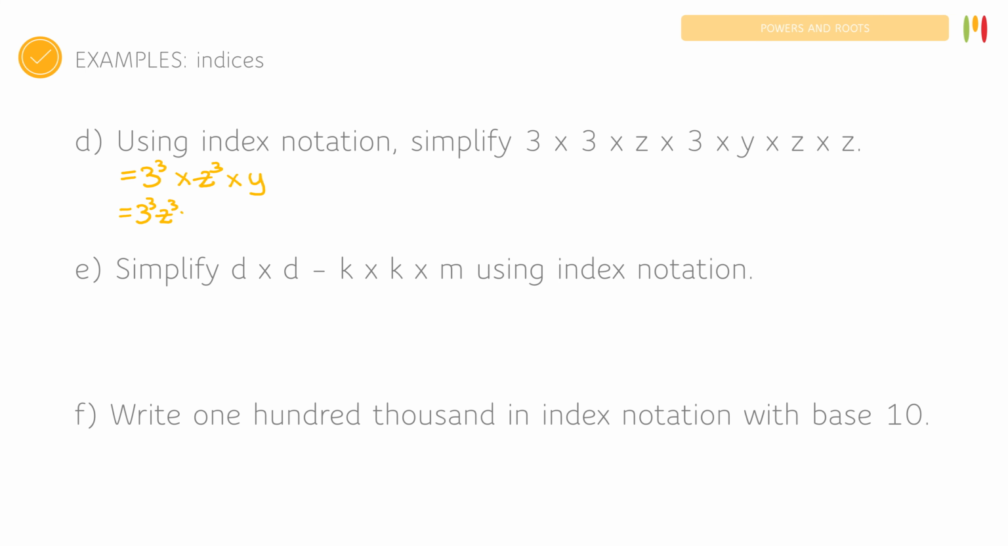Now for question E. Again, we have multiple letters, so let's simplify them separately. So we have d to the power of 2 minus k to the power of 2 times m. This can be written as d squared minus k squared m. On to the last question now. We know 100,000 can be written as 1, 0, 0, 0, 0, 0. So it has 5 zeros. Therefore, it can also be written as 10 to the power of 5.